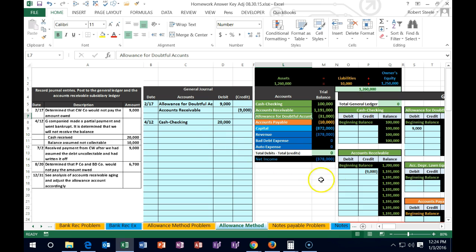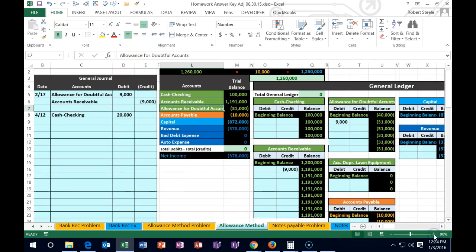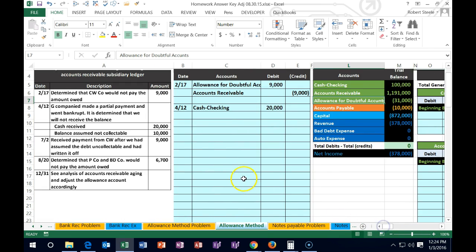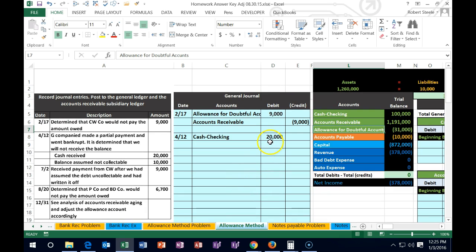So there's our $20,000. I'm going to make it a little bit larger on the taskbar down here. Let's make this a little bit larger. I'm going to scroll back over so we can see that a bit more clearly. So there's the $20,000 we got in cash. Now, of course, we got paid cash, and who paid us the cash? The customer, and they owed us the cash.